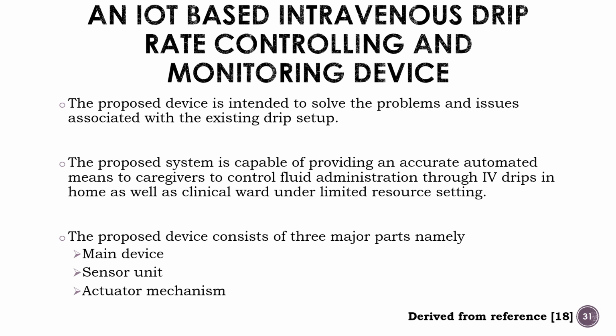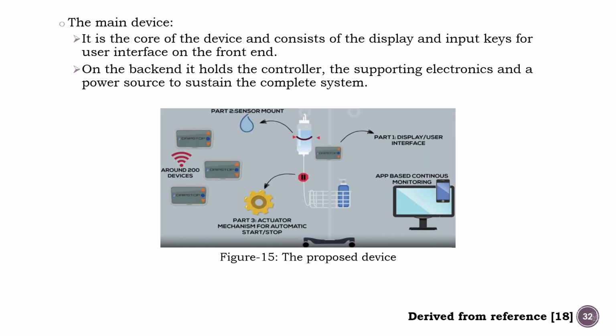About the main device, it is the device core and includes the display and the input keys for the user interface in the front end. On the back end, it houses the controller, supporting electronics and a power source to keep the entire system running. Then the sensor unit: an IR sensor is used in this section of the device. It is used to detect fluid motion in the drip set tank and is placed on the infusion set reservoir to detect the flow rate.